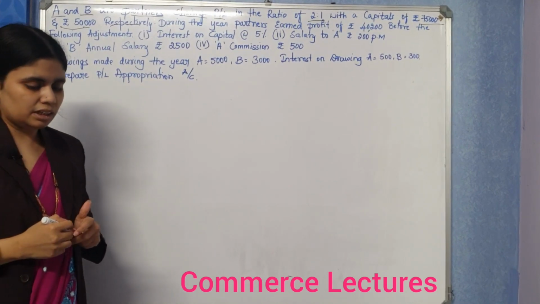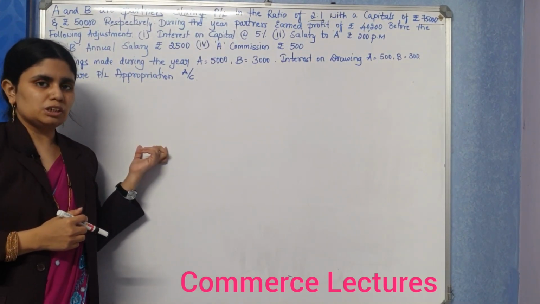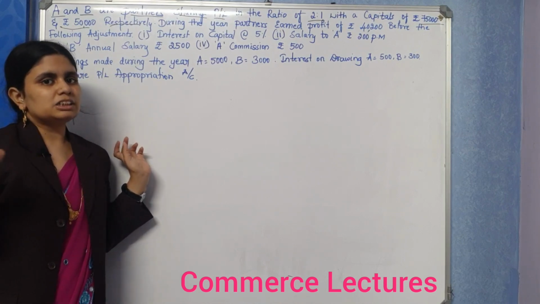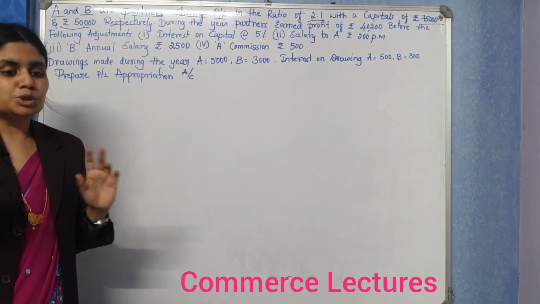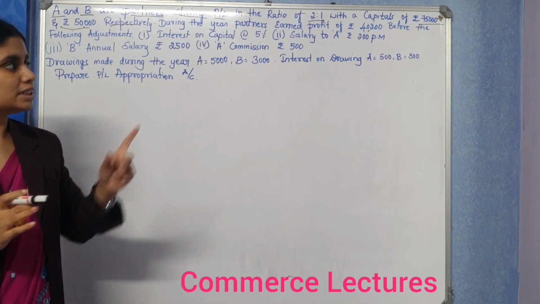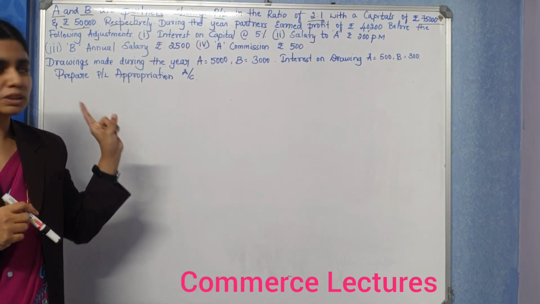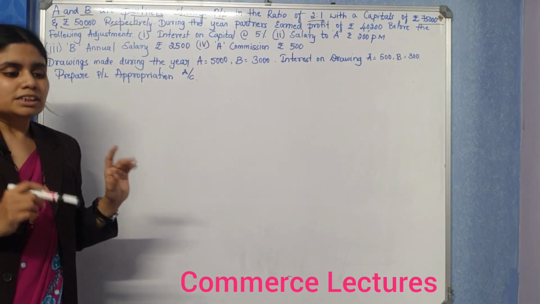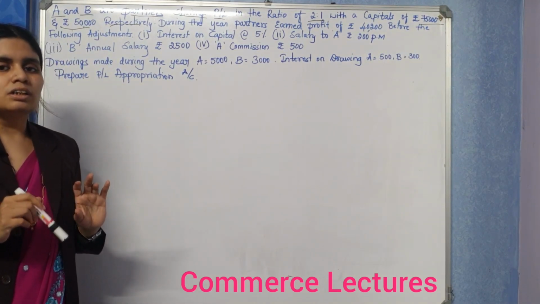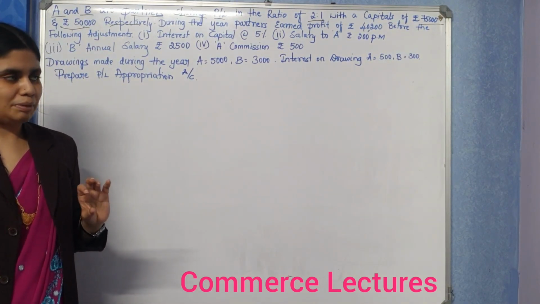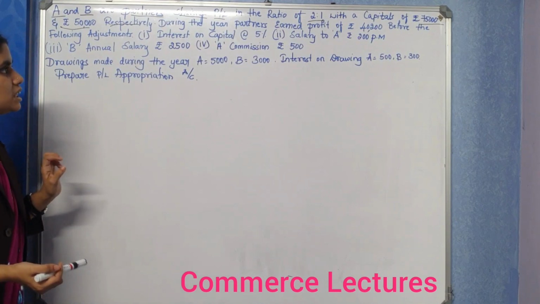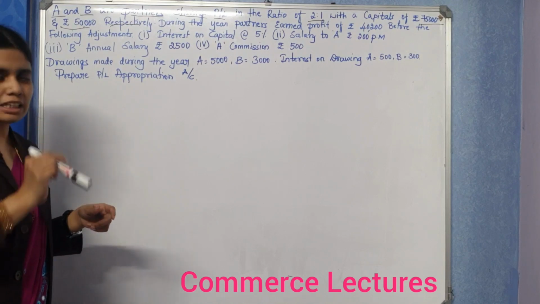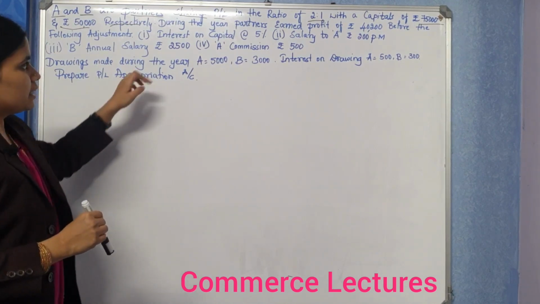See here in the problem, on the debit side, what will you take first? Interest on capital. You should not take the capital. These are the capital, 75,000 and 50,000 is A and B's capital. Just you have to take what? Interest on capital. So for the interest on capital, in the adjustment they will give the percentage. We will see that later.